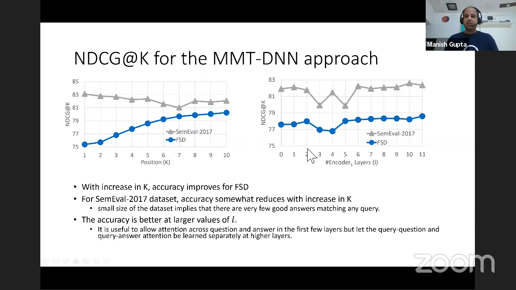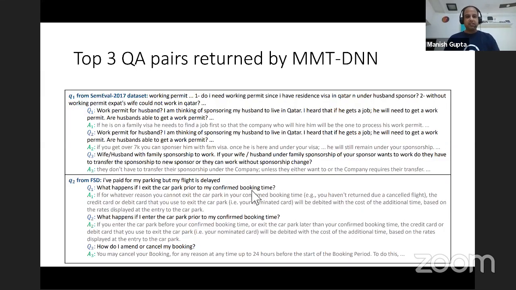Also on the right side, we show what happens when you vary the size of encoder 1. In general, the accuracy, the NDCG, seems to improve if you have a larger L. Essentially, it means it is good to have a lot of self-attention across query, question, and answer in the initial few layers. Then at the last one or two layers, let it have individual attention for query-question and query-answer. I know we don't have a lot of time, so I'll skip this example.